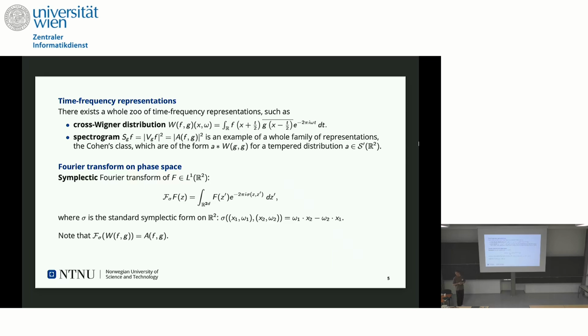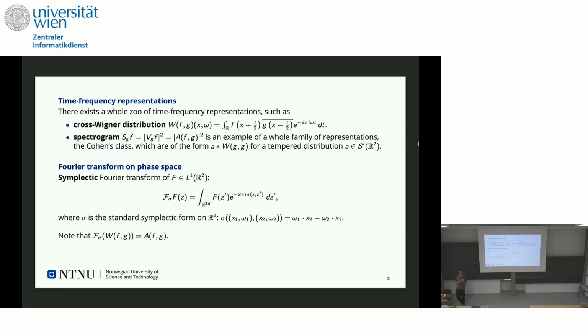If we were to take W of f and f, then this becomes a quadratic time frequency distribution. Another example of that is the spectrogram. So if we just take the modulus squared of the STFT or the ambiguity function, we find the spectrogram. And this is in fact of Cohen's class form, which is simply some tempered distribution convolved with the Wigner function, or Wigner distribution of the function.